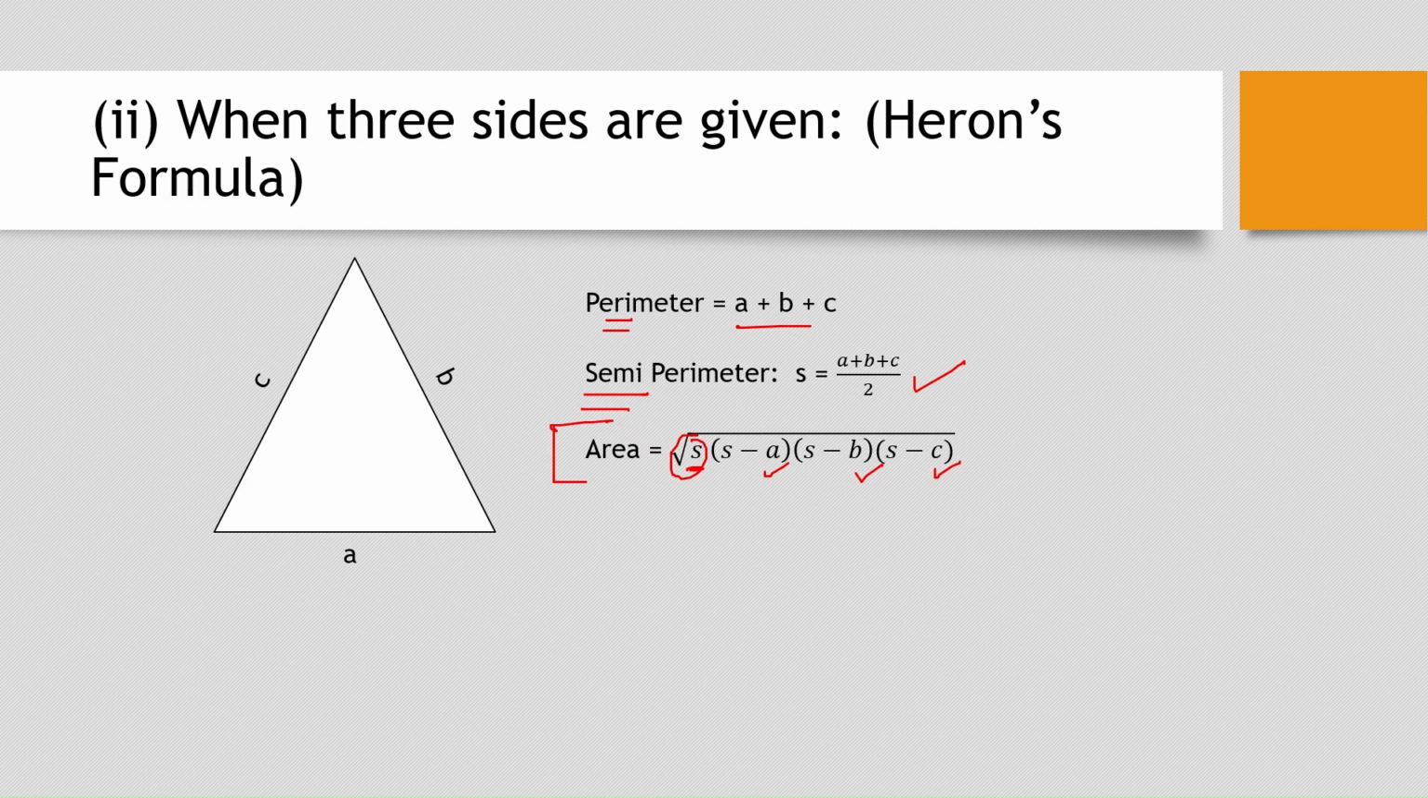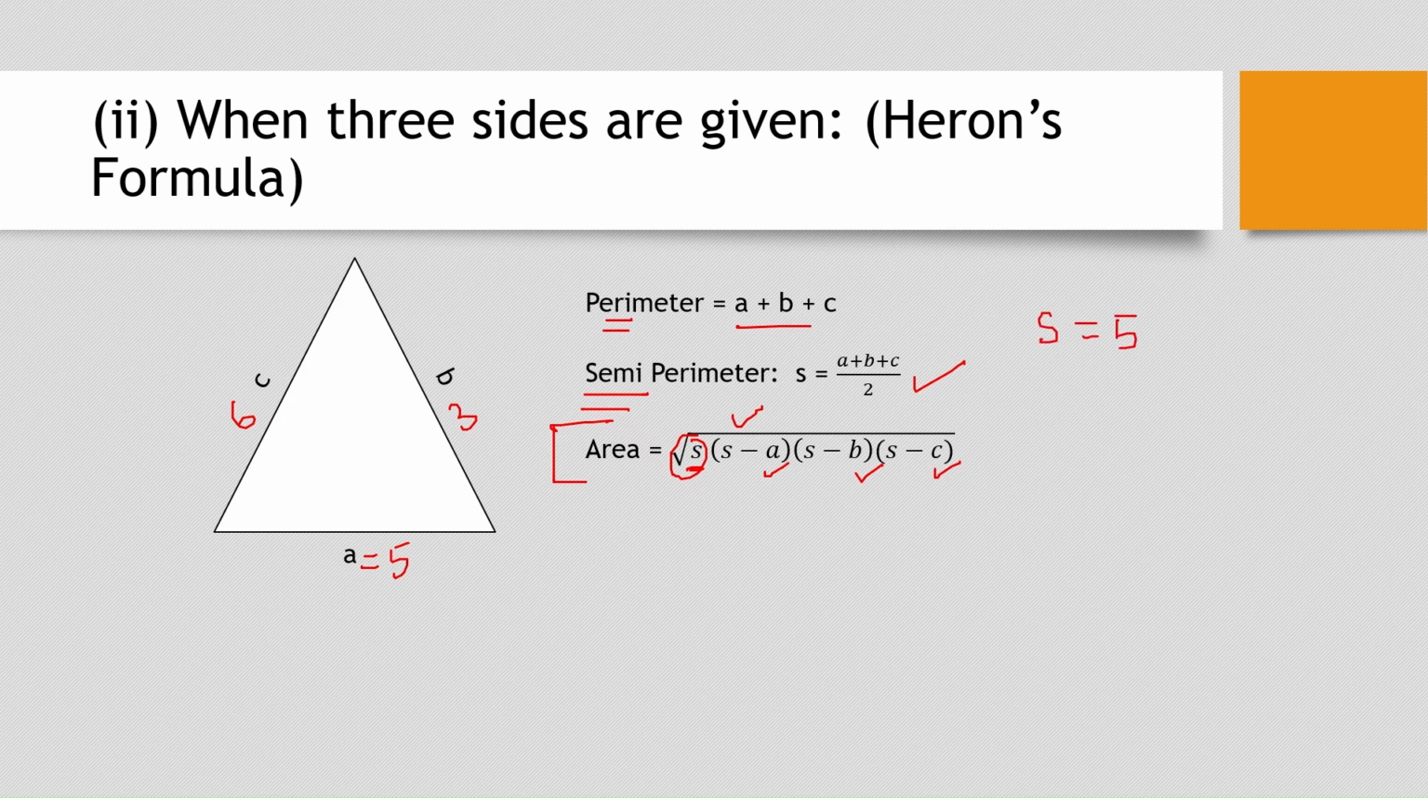And after finding S value, we can substitute in this area formula and we can find the area of this triangle. So for one example I have given here, A is equal to 5 centimeter, and here we will take 3, and for the third side I'll give 6. So now we are going to find the area of this triangle using this Heron's formula. Yes, first can we find what is S equal to?